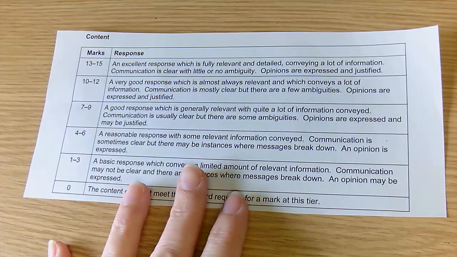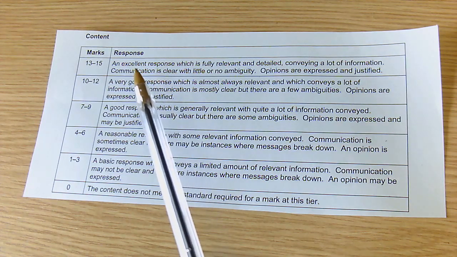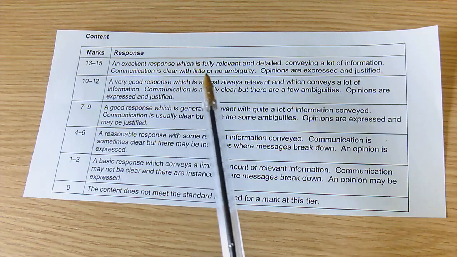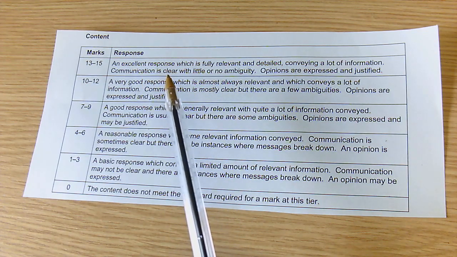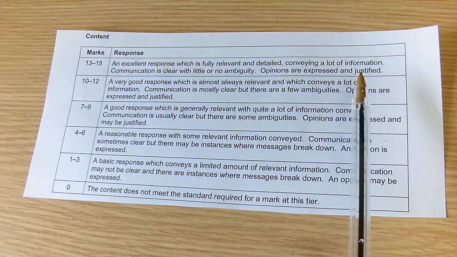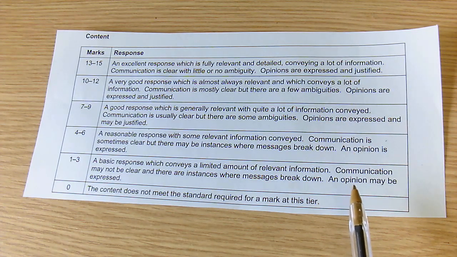Okay, so just to begin, a reminder of how the 150 words task is marked. So to start off with, you are marked for content. This is out of 15, and as you can see, to get the top marks there, your response needs to be excellent, fully relevant and detailed, conveying a lot of information, and the communication needs to be clear with little or no ambiguity. So everything that you're saying is clearly communicated. And the all-important opinions. Not only do we have opinions, but they are expressed and justified. So you're giving reasons for your opinions there as well. Moving down, you can see that all the way through, even down to a grade 1 to 3 for content, there is an opinion. So your opinions really are important at this stage, and you must show variety in those opinions.